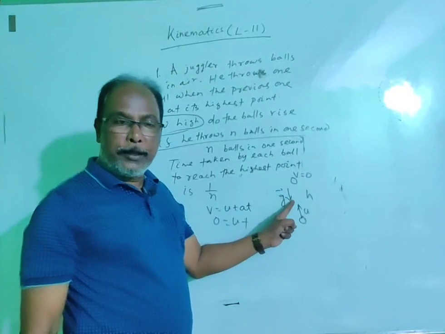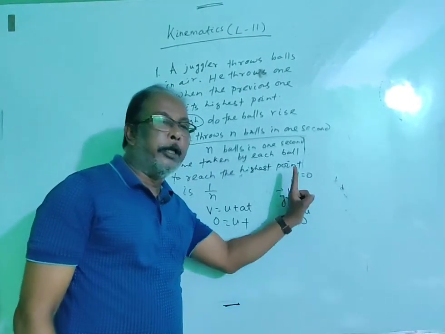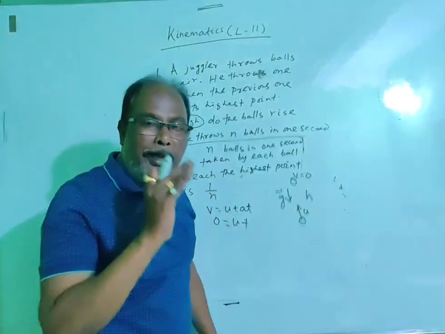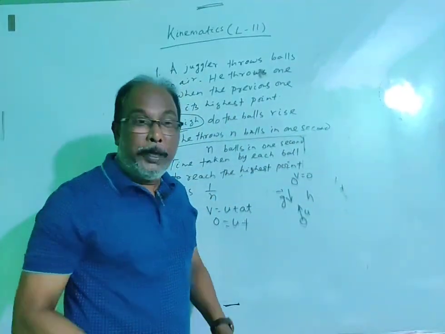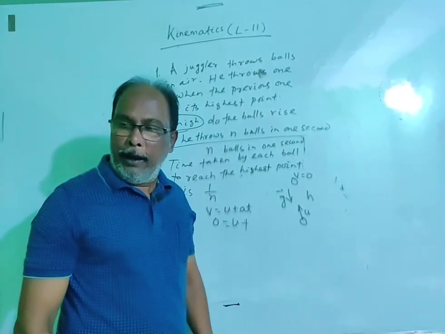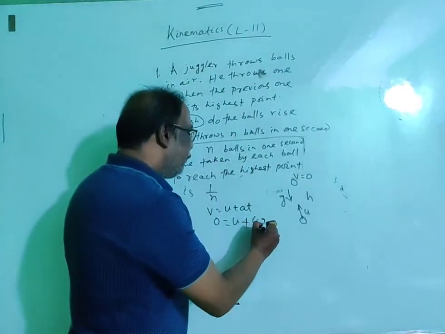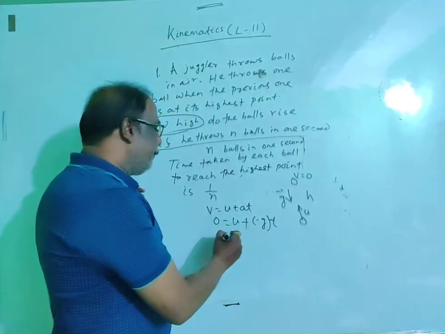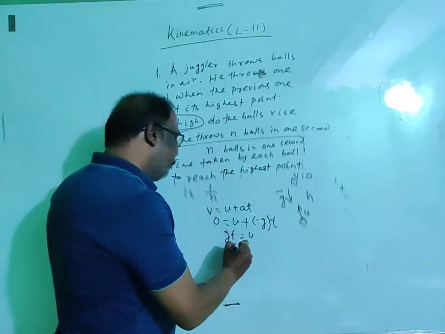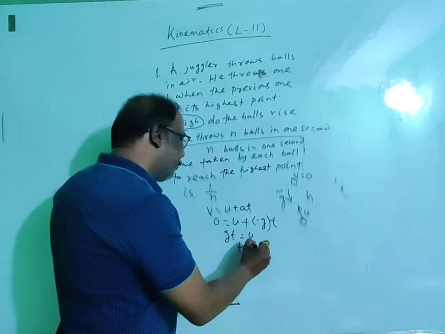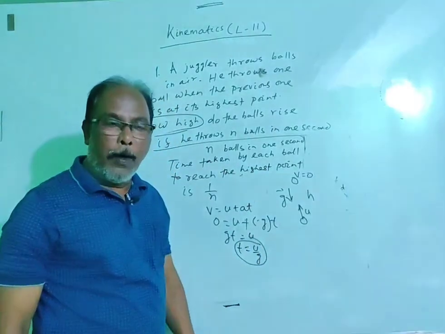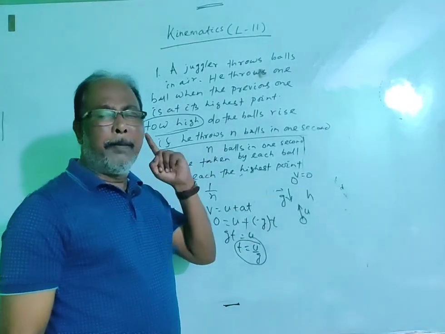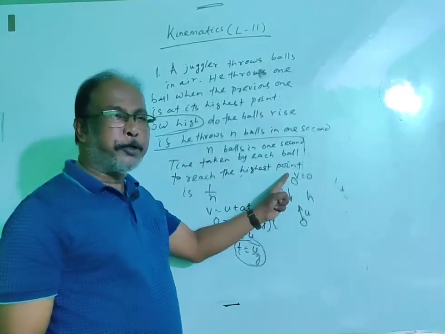Acceleration means here acceleration due to gravity. Initial direction is vertically upward. Acceleration due to gravity is in vertically downward direction. So opposite to the initial direction is negative. So you may take minus g and t. This t is time of ascent. Then gt is equal to u, and time of ascent is u by g, what we have already discussed now. Okay, this is the time taken by each ball to reach the highest point.